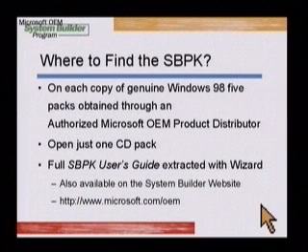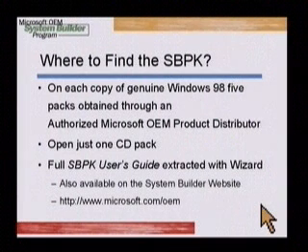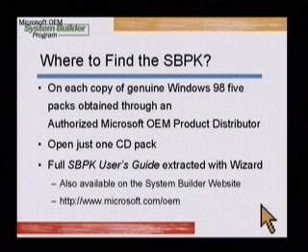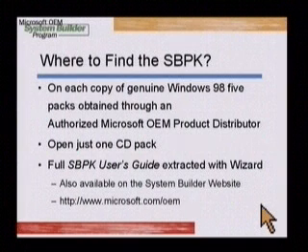You may ask where to find the System Builder pre-installation kit. Well, the kit is available only on genuine Windows 98 product CDs that you buy in a 5-pack from a DSP. To use the kit, merely open just one CD pack. Now, we have a quick guide included in the 5-pack, and the full System Builder pre-installation kit user's guide is extracted along with the wizard, and it's also available from the System Builder website. The tools that I'm referring to are on legal versions of the Microsoft operating system.